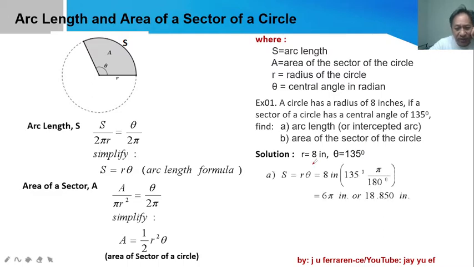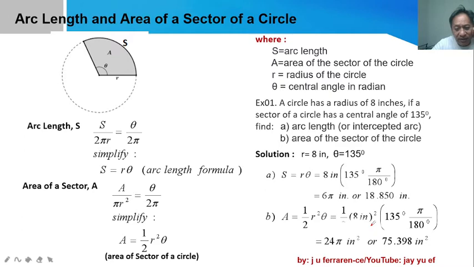So s is a product of r and theta, and r is 8 inches. The angle is 135 degrees, converted to radians using the conversion factor pi is to 180 degrees. So we have a product between them, and that is 6 pi inches, or in decimal, 18.850 inches.